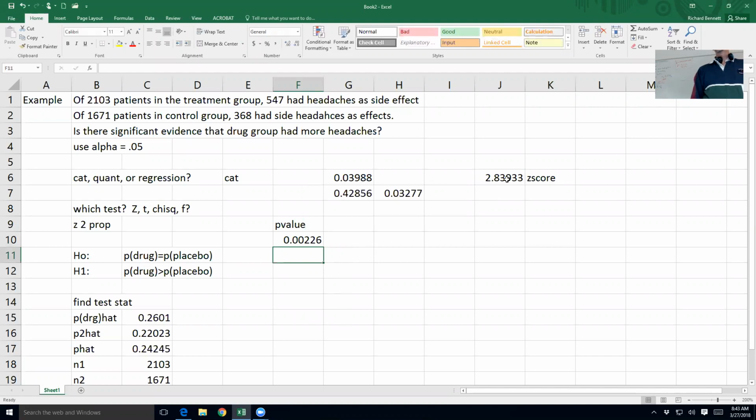Okay, what's my next step? Compare to alpha, which is 0.05. My alpha is 0.05. And then I get 2, reject or not. And then what? Reject or not.